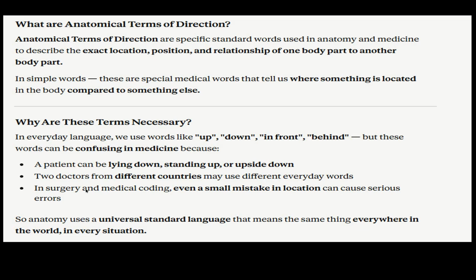Okay, so just to avoid these kinds of issues, we should know about common anatomical terms of direction, which are nothing but standard words that are used in anatomy to describe the exact location, position, and relationship of one body part with another one. Clear? So I think it is clear now what anatomical terms of direction are and why it is important for us to learn them.